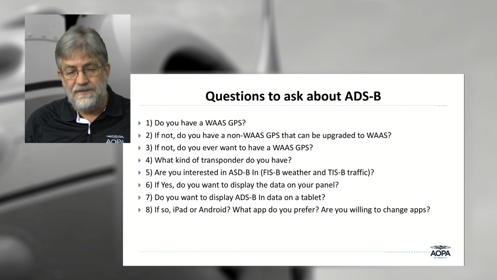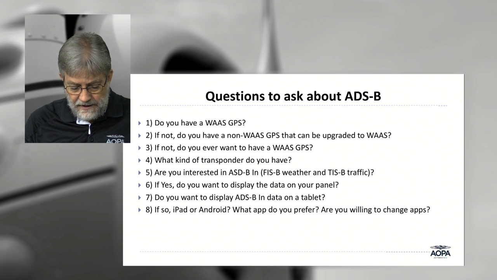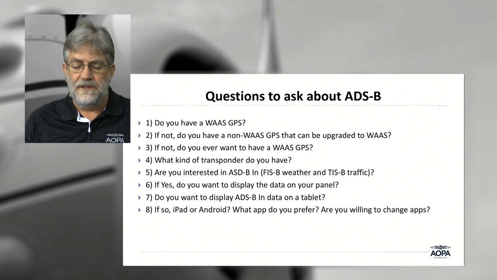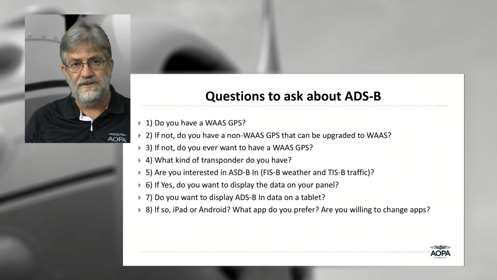If not, do you have a non-WAAS GPS like a Garmin GNS 430 or 530 that can be upgraded? Because if so, upgrading is an option. If you don't have one of those, do you ever want to have a WAAS GPS? If you fly in the northeastern United States where we're located, we've lost pretty much all our NDB approaches. The VOR approaches are going away quickly. They're being replaced by some fantastic, highly accurate WAAS GPS enabled approaches. So if you fly IFR a lot and you don't have WAAS, maybe it's time to go that route.